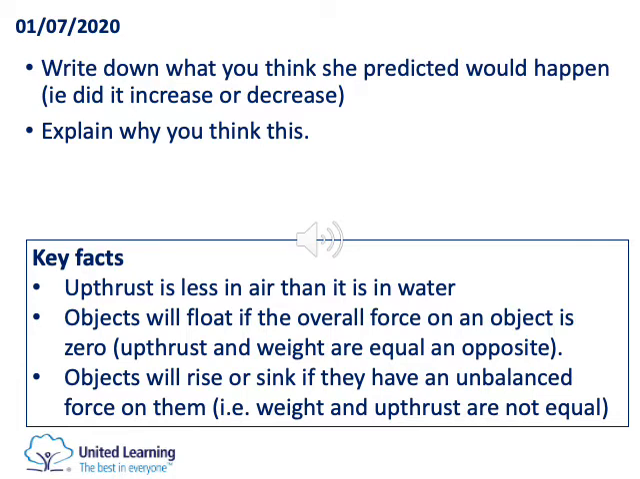Second key fact, objects will float if the overall force on an object is 0. So, if the upthrust and the weight are equal and opposite, then the object will float. It might float on top of the water, it might float below the water surface. Third fact, objects will rise or sink if they have an unbalanced force on them, i.e. the weight and upthrust are not equal. Just 3 facts to consider.